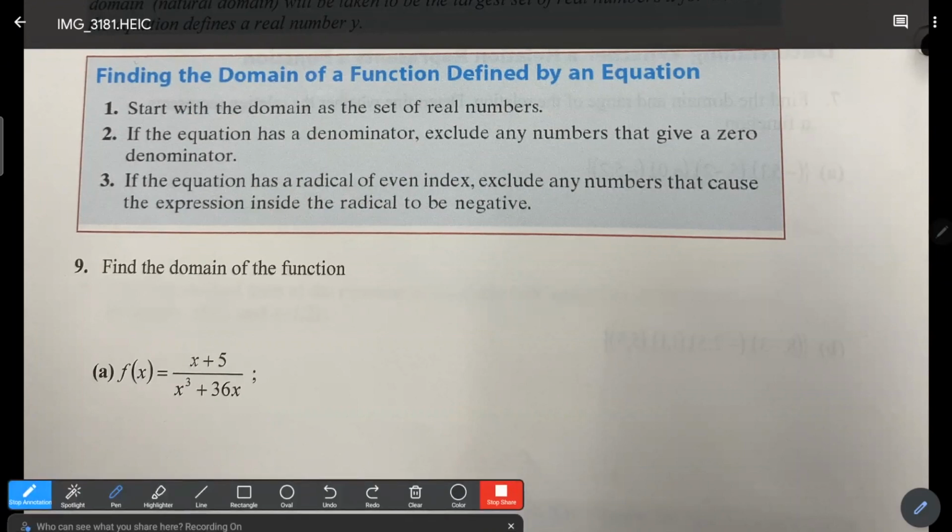Finding the domain of a function. Remember, the domain of a function is the set of possible inputs.